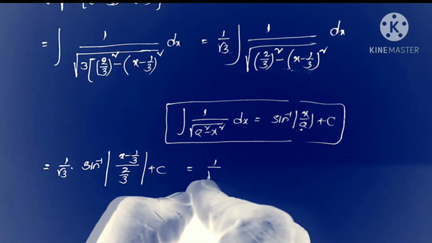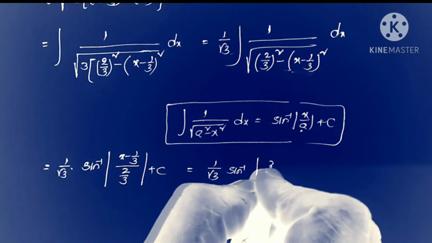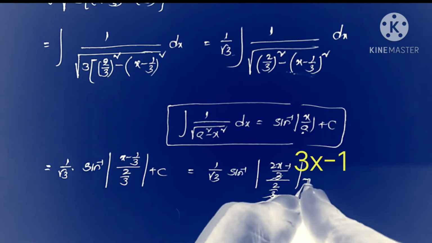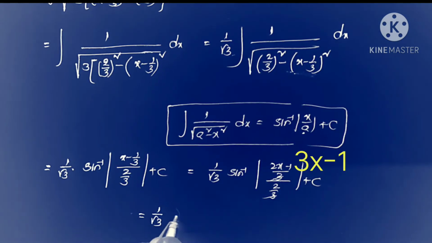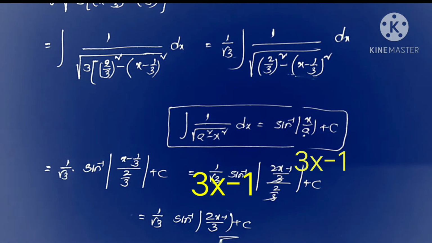So this is equal to 1 by root 3 into sine inverse of, taking LCM, (2x minus 1) by 3 by 2 by 3 plus c. Equals 1 by root 3 into sine inverse of (2x minus 1) by 3 plus c. That's all. This is the answer.